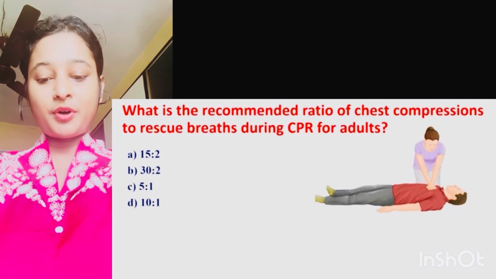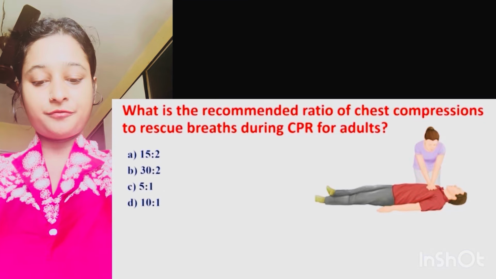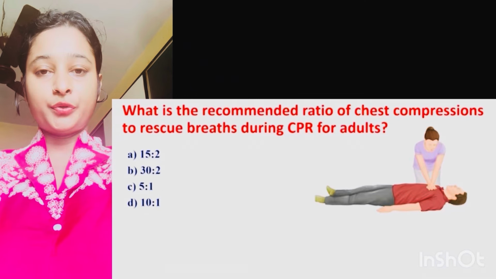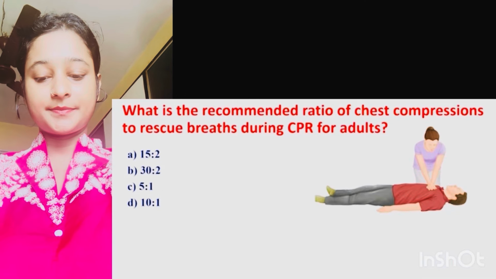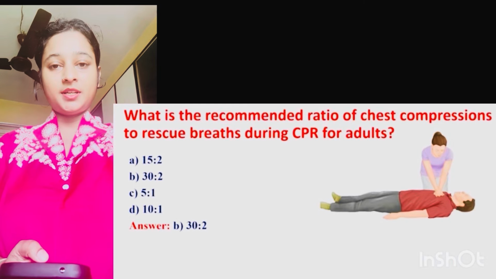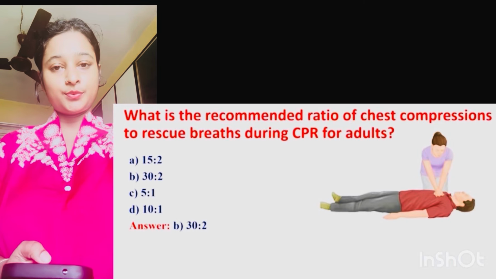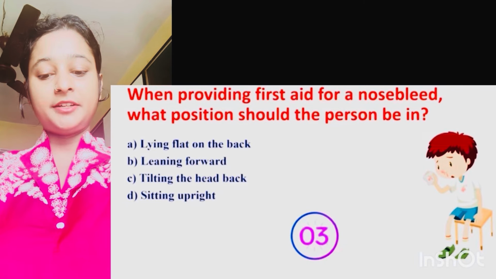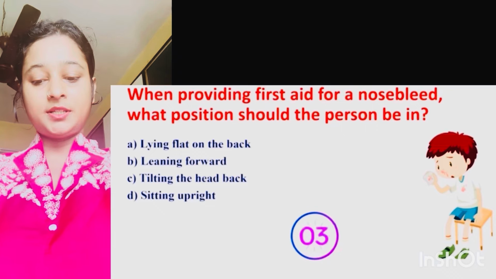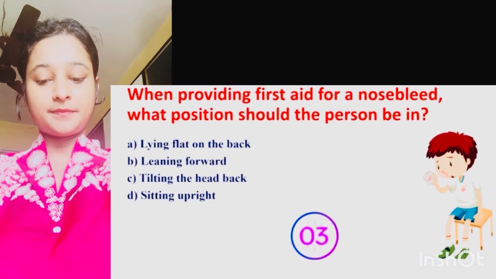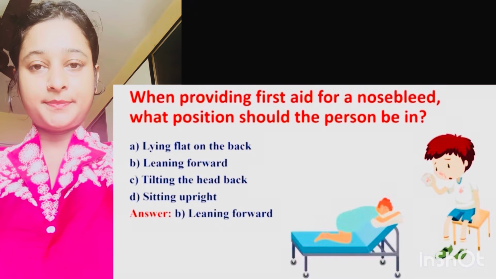Question number 2. What is the recommended ratio of chest compressions to rescue breathing during CPR for adults? Here, correct option is option B, 30:2. Question number 3. When providing first aid for a nosebleed, what position should the person be in? Here, correct option is option B, leaning forward.